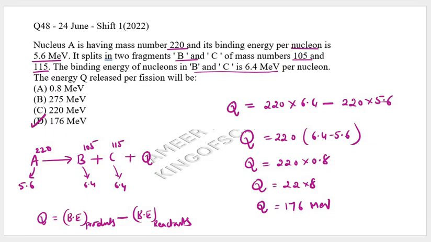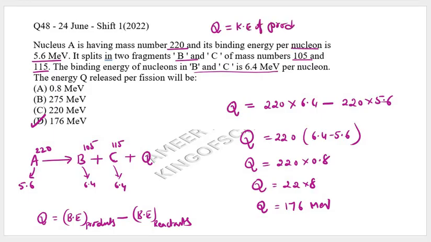Okay. The question is a direct question. It's directly based on the Q value of the reaction. So if you remember this technique, binding energy of the products minus binding energy of the reactants will be the Q value. So in what form will this Q value appear? That Q value will appear in the form of kinetic energy of the products.